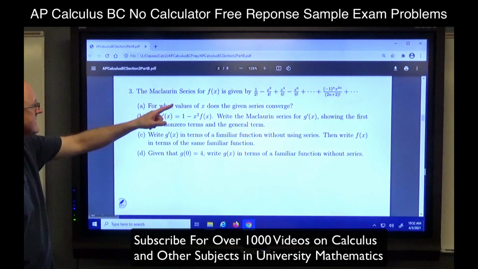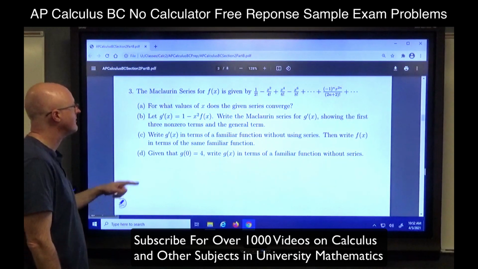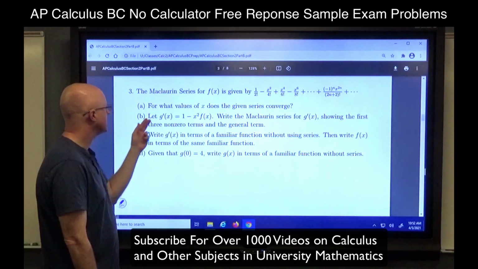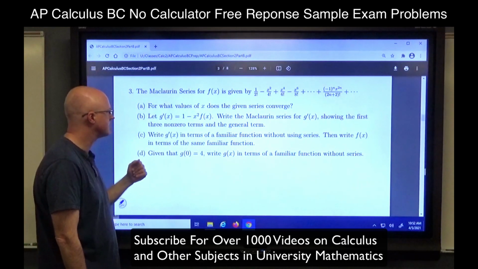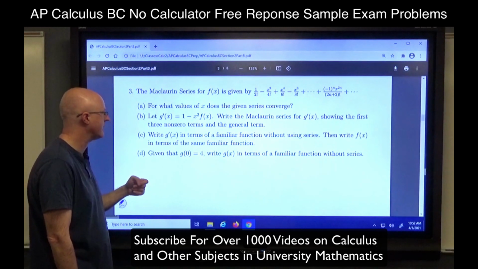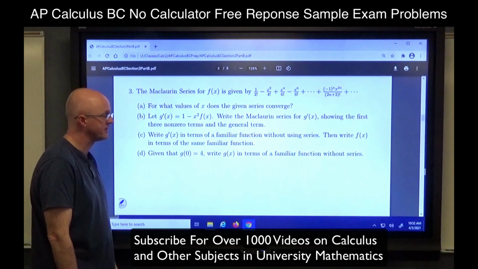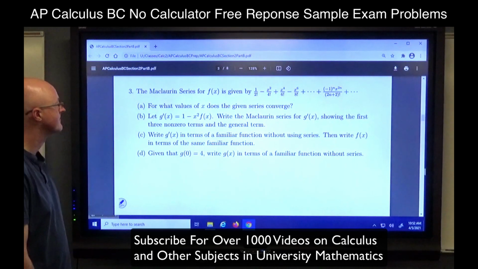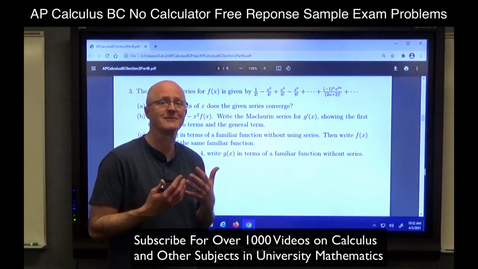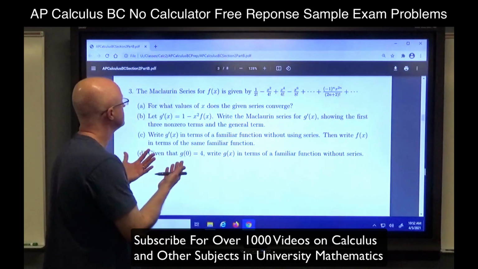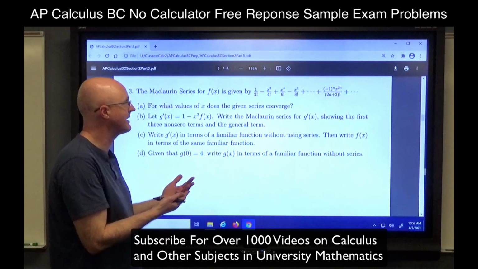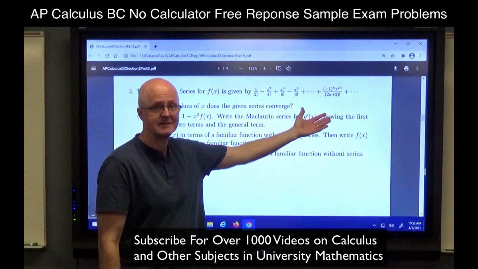Maclaurin series for f of x is given by that formula. For what values of x does this converge? Let g prime be this. What's the Maclaurin series for g prime? Is it a familiar function? Evidently it is. Ultimately, we find a formula for g in terms of familiar functions without a series. So you've got to know some facts here. As far as part A goes, you've got to know how to decide whether a power series like this converges or not.